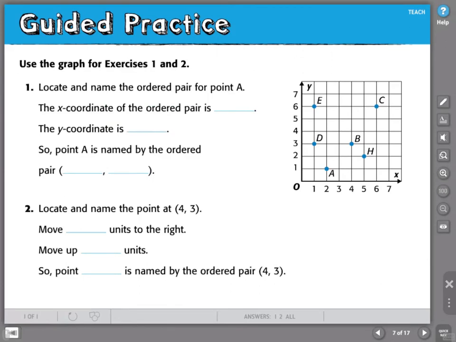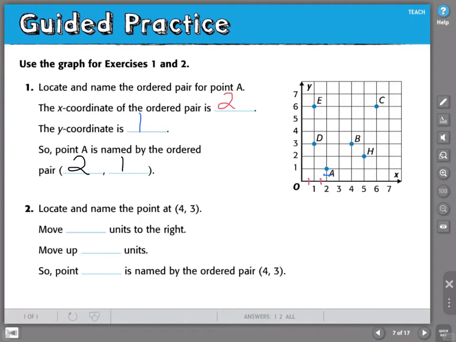Let's work a couple more examples together. Number 1 says, locate and name the ordered pair for point A. Well, I can see that A is right here. The x-coordinate of the ordered pair is, well, along the x-axis we need to move 1, 2 spaces. The y-coordinate is 1. So the ordered pair for point A is 2, 1.